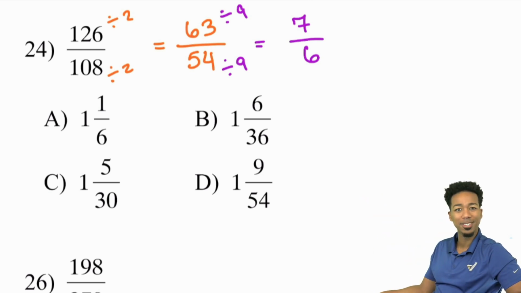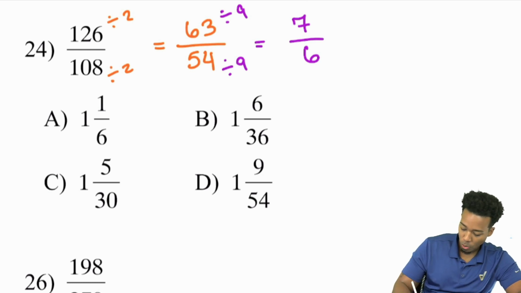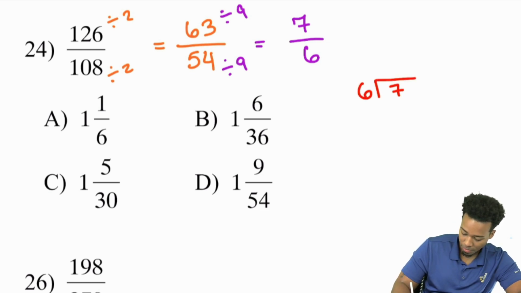Look at those answers. They're all mixed numbers. So we have to go ahead and turn this into a mixed number, and then we're good. So how many times does 6 go into 7? Well, 6 goes into 7 one time. That's the whole number right there.